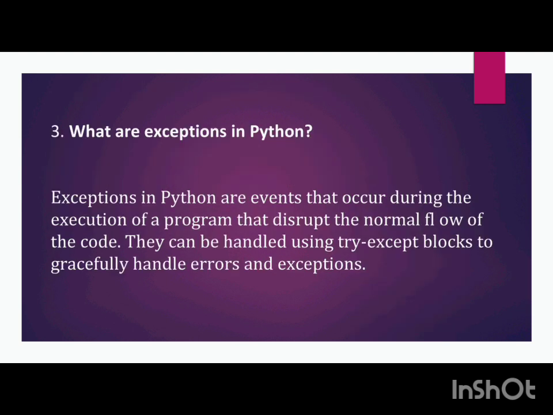What are exceptions in Python? Exceptions in Python are events that occur during the execution of a program that disrupt the normal flow of the code. They can be handled using try except blocks to gracefully handle errors and exceptions. Suppose you have written a block of code and you expect there could be some errors, so you can catch the exception in the except block and run a different set of code. Okay, let's move on to the next question.